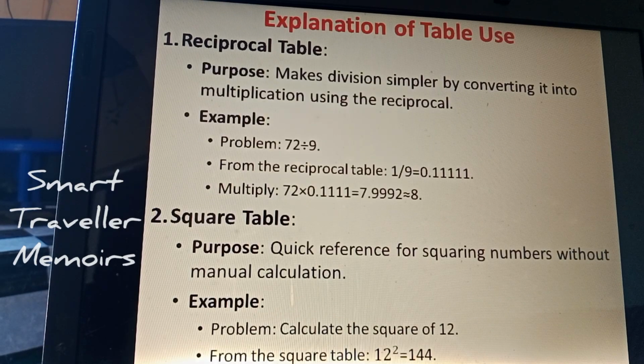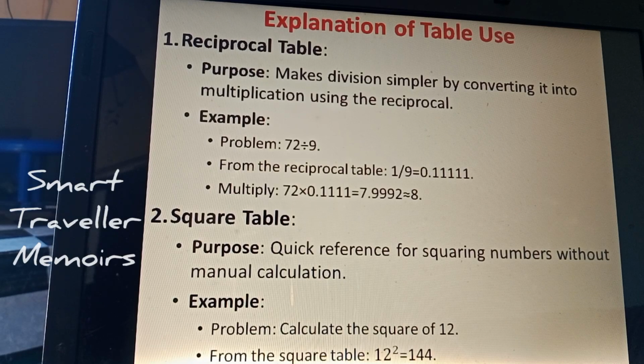Explanation for table use. The purpose is to make division simpler by converting it into multiplication using the reciprocal. Example, 72 divided by 9. From the reciprocal table, 1 over 9 is equal to 0.11111. And if you multiply 72 times 0.1111, you are going to get 7.9992, which is roughly 8.